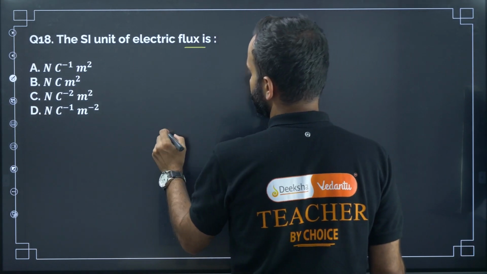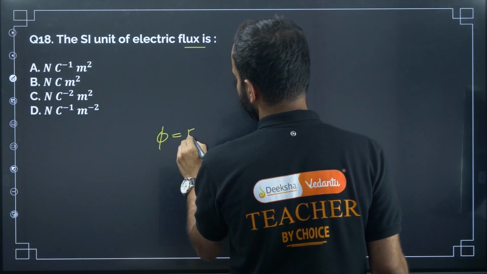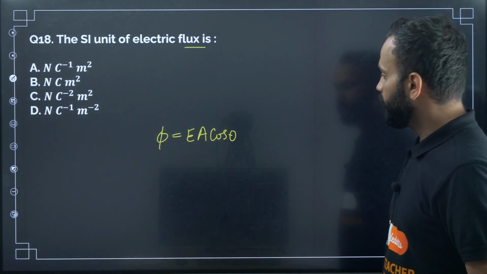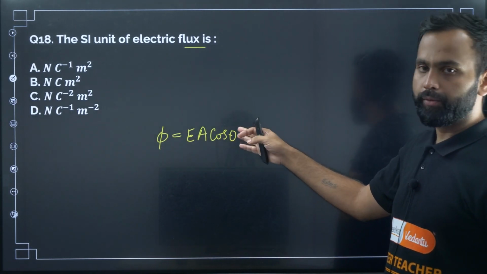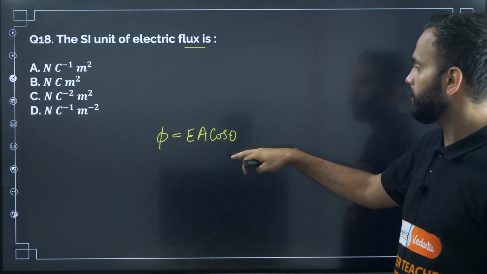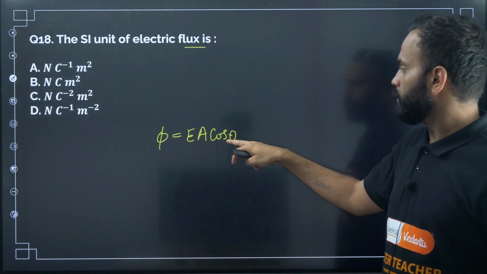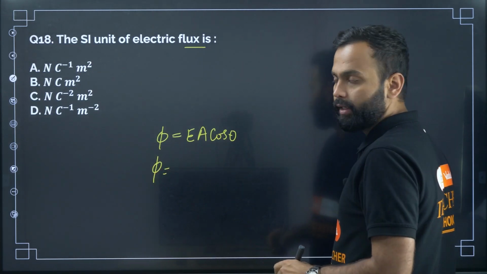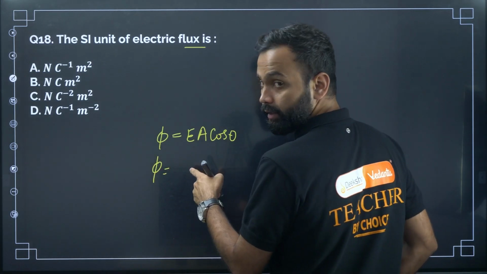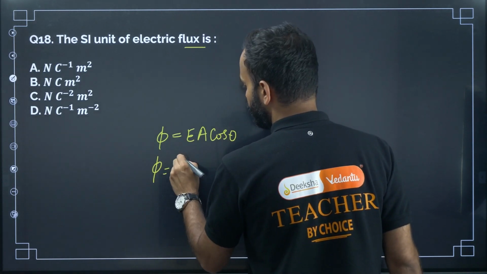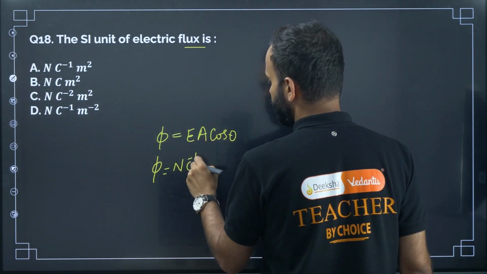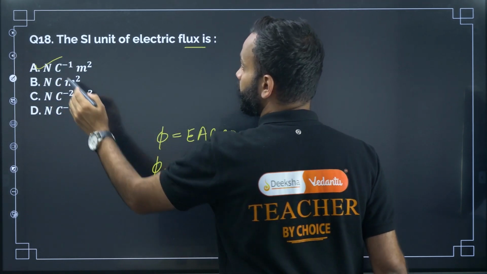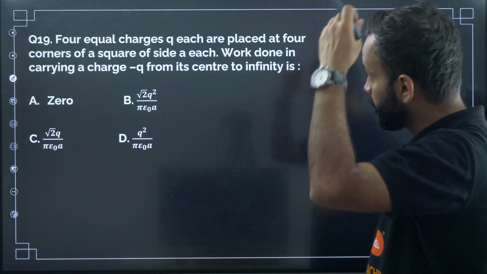SI unit of electric flux. Electric flux phi is equal to E into A into cos theta, right? There is no unit for cos theta, so it is dimensionless. Now what is the SI unit of the electric field? Newton per coulomb. And SI unit of area is meter square. So the unit is Newton meter square per coulomb. Correct option is A. Next question, question number 19.